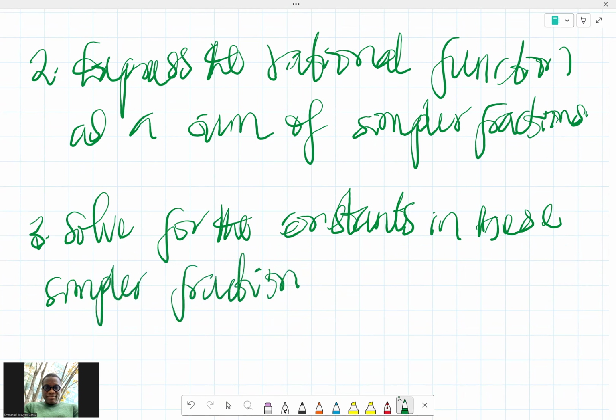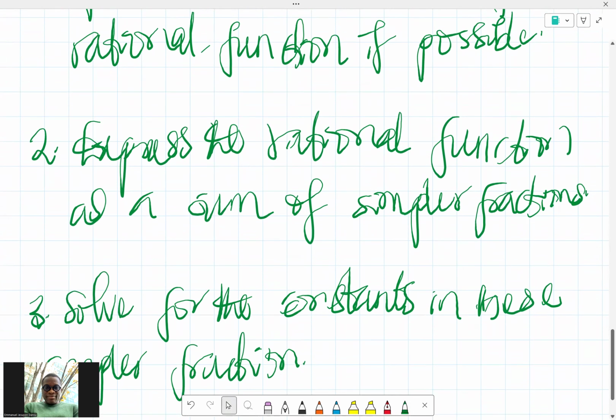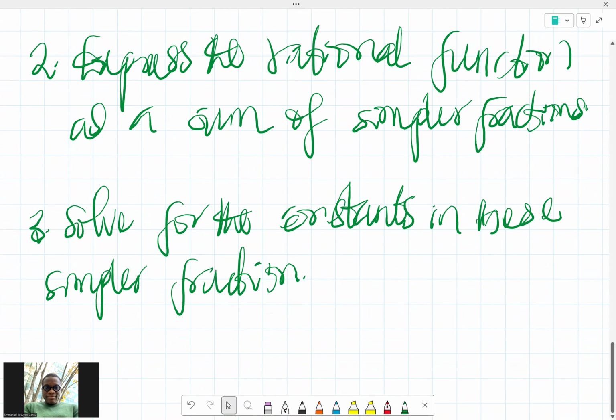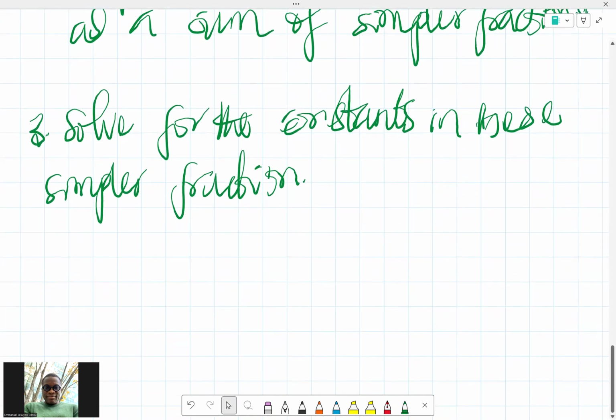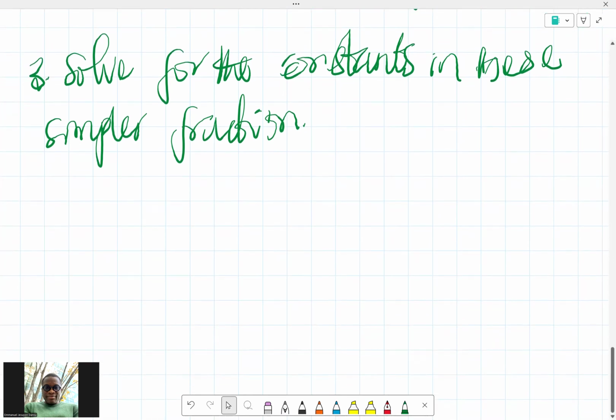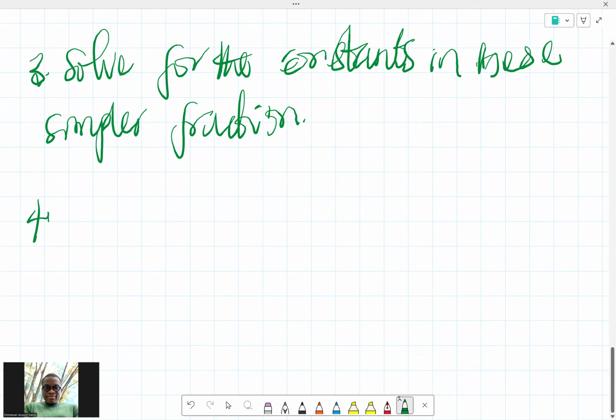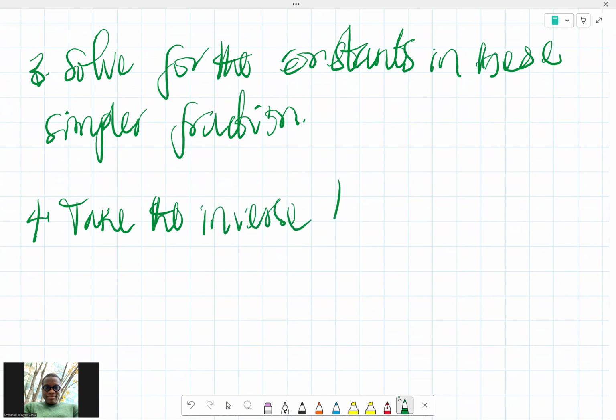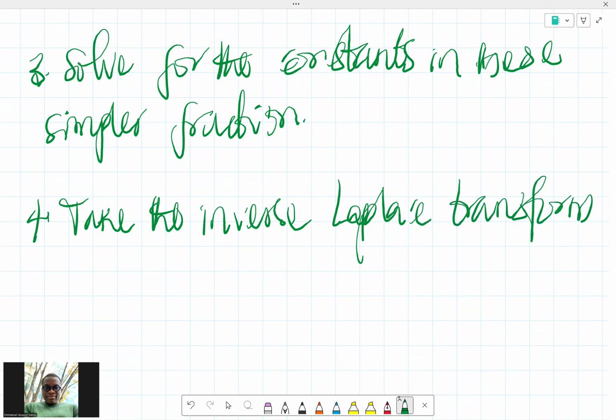Step two is nuanced in the sense that the way you are going to express the fraction depends on the nature of the denominator. I will get to that in some depth, so you can check integration by resolution into partial fractions under basic calculus. Then take the inverse Laplace. That's the last step always. Take the inverse Laplace transform of each term individually.